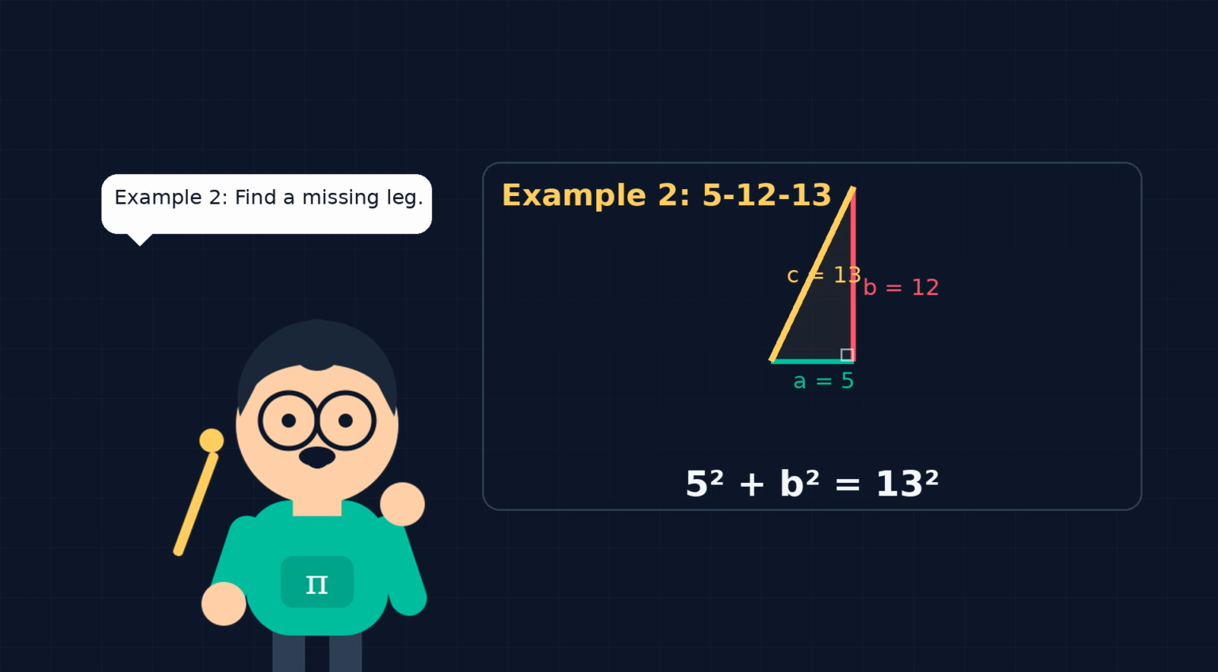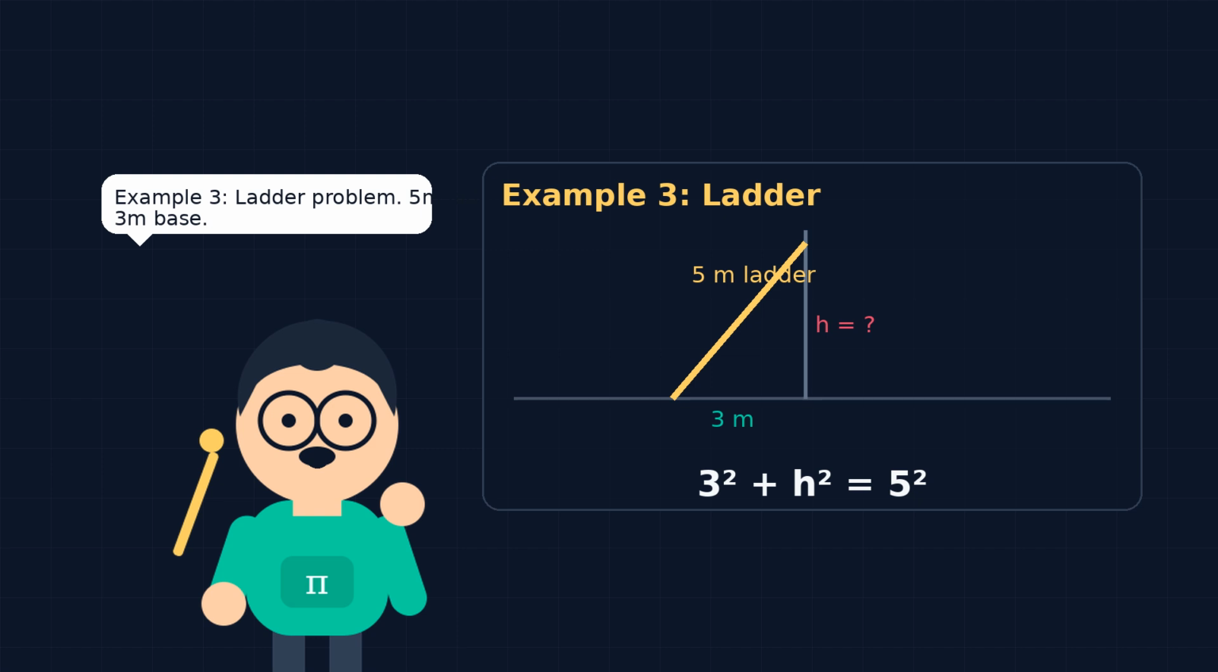Example 2. Let's find a missing leg instead of the hypotenuse. Say A equals 5, C equals 13. Find B. We start with 5 squared plus B squared equals 13 squared. 25 plus B squared equals 169. Subtract 25 from both sides. B squared equals 144. Square root of that? B equals 12. That's the 5, 12, 13 triple. Another classic you should memorize.